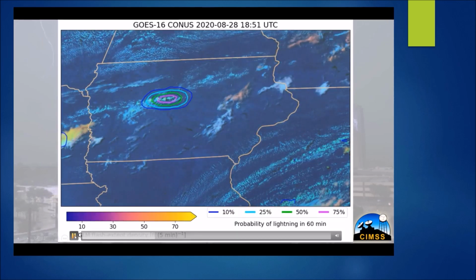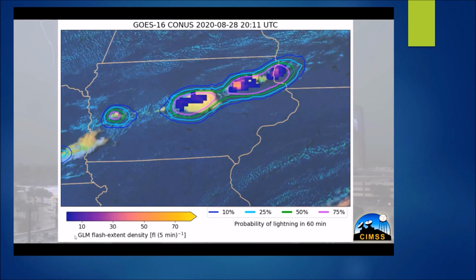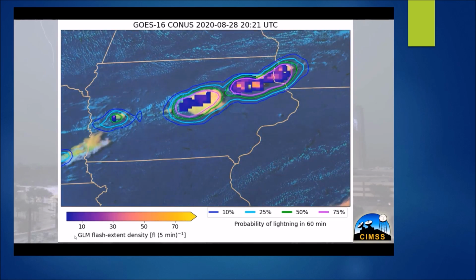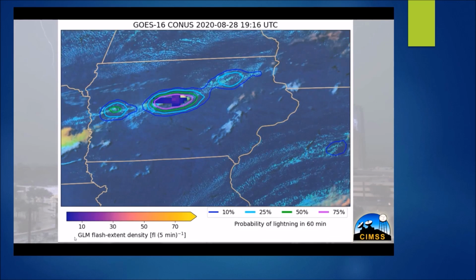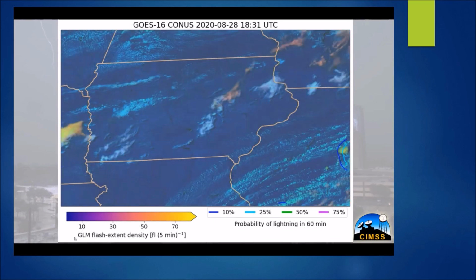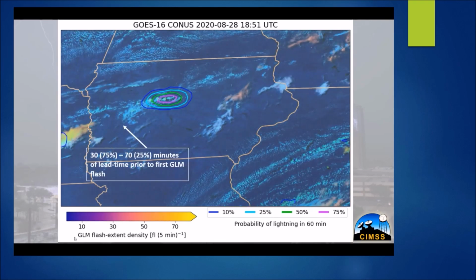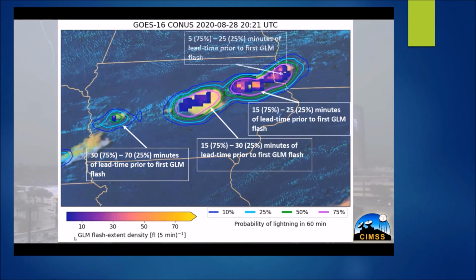This is a clean example, CONUS scanning every 5 minutes, that shows variable lead time in the Midwest. Some of the cells take some time to produce lightning. Lead time is a function of how rapidly a storm develops.